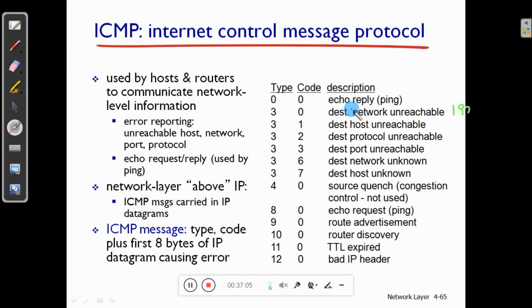For example, echo reply is type 0 and code 0. Then there are destination network unreachable, destination host unreachable, destination protocol unreachable, and destination port unreachable. So there are different message types and codes in ICMP.